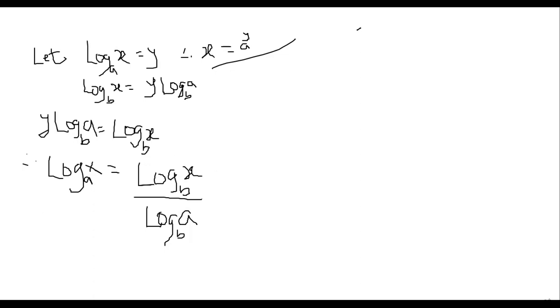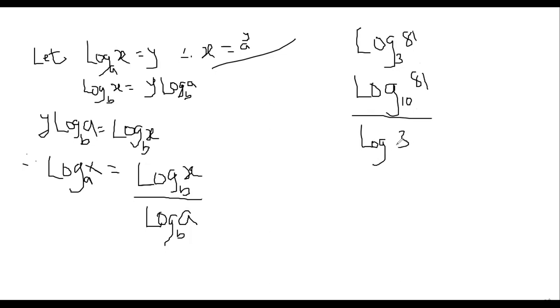One of the examples is: change the base of the logarithm to base 10. The first one is log 81 base 3. How do we do this? Just remember, the new base we are changing into is base 10. This is going to be log 81 base 10 divided by log 3 base 10. So we understand to that extent.